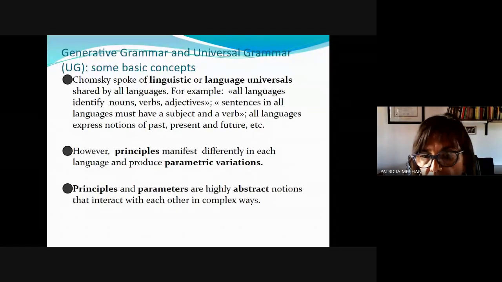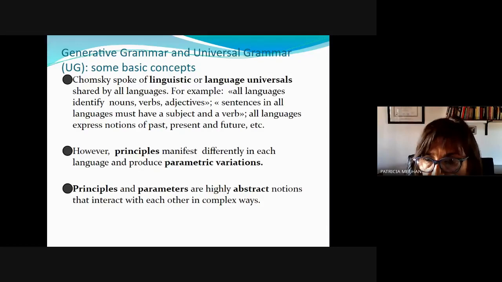Because the Chomskyan theory we are studying, the principles and parameters theory, is a theory of syntax. And what do you understand by a theory of syntax? Or what do you understand by syntax? What is syntax? Syntax is not semantics. Syntax has to do with the organization of clause elements in a sentence.